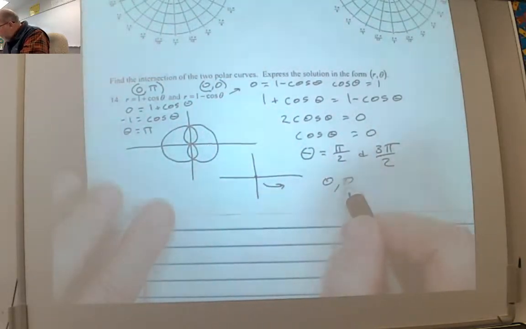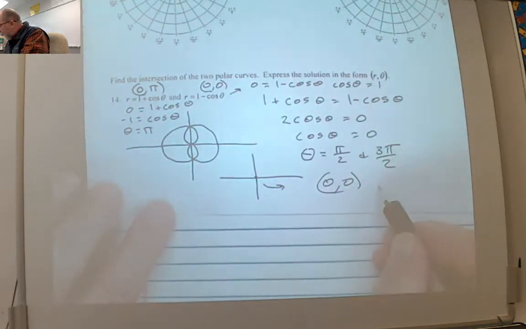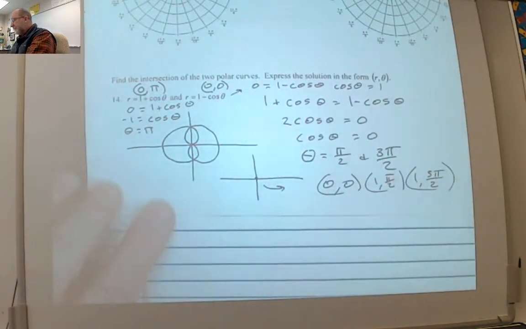So with 0, 0 as that name, here are the 3 points that I have. I have 1 comma pi over 2 and 1 comma 3 pi over 2. All right, number 15.